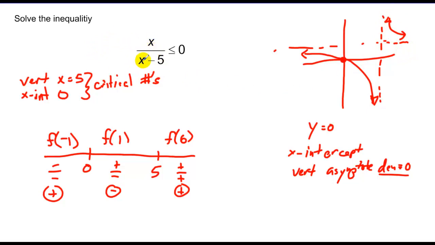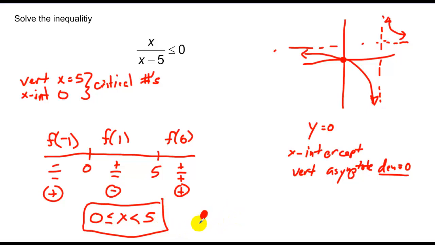This is asking, when is my function going to be less than or equal to 0? So that's in between 0 and 5. However, at 0, we can be equal to 0 since that's an intercept. So 0 is less than or equal to x, but x can't be equal to 5 because I have an asymptote there, so it's strictly less than 5. And this is my solution. If I were to put that on a number line, we know what that looks like: closed circle at 0, open circle at 5, and then I'm done.